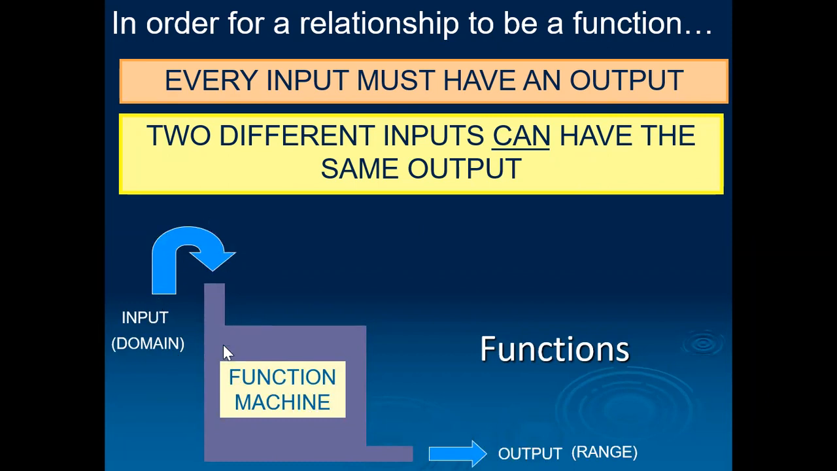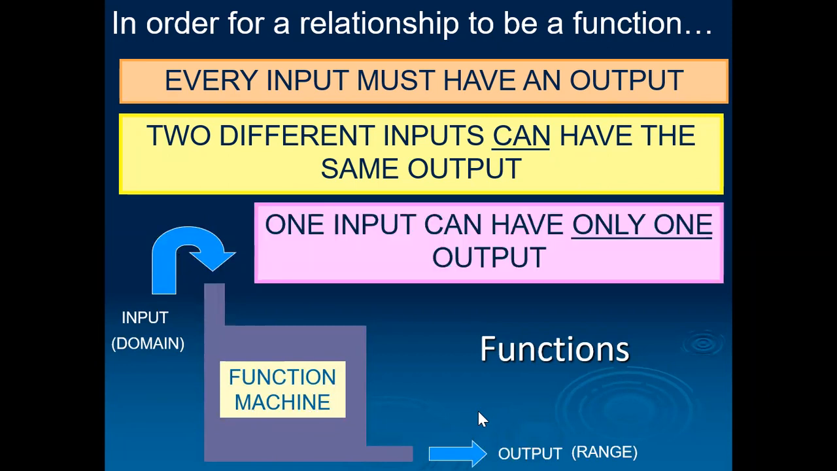You could put something in and it can have an output. You could put something else in and it can have the same output. However, you can't put one thing in and get two things out. So one input has to have one output.